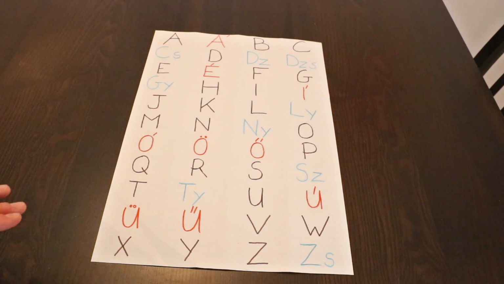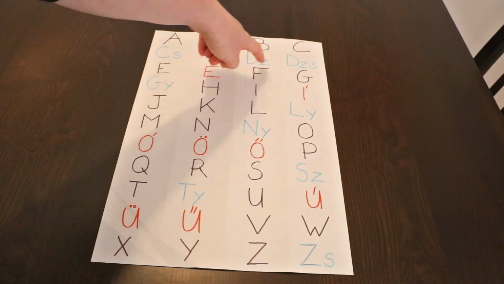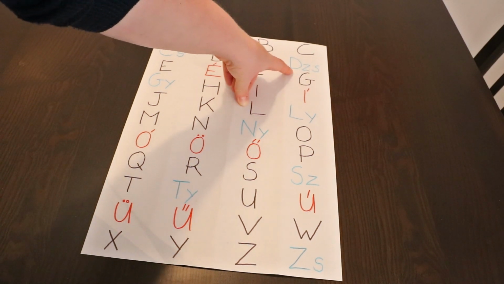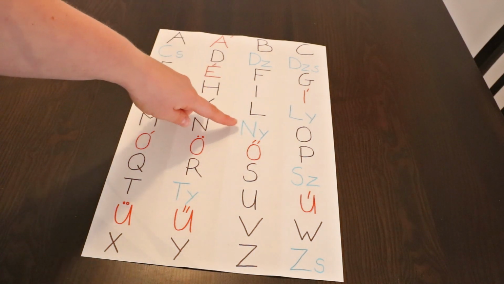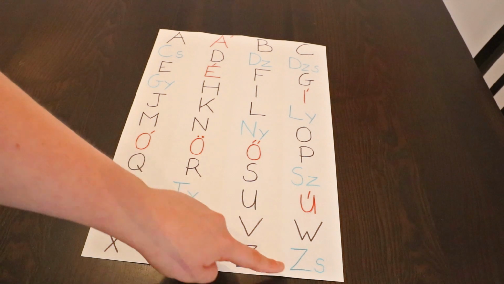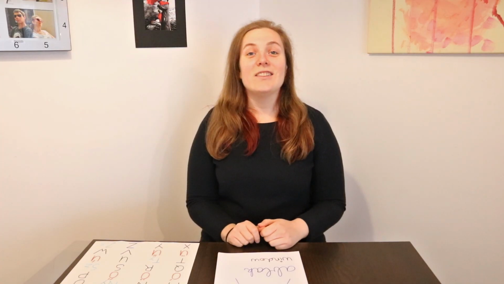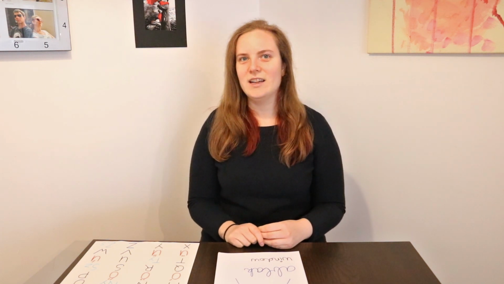But that's not where our story ends. Our story is still going with double consonants, such as Cs, Dz, and the only 3 character long letter, which is Dzs, and Gy, Ly, Ny, Sz, Ty, Zs. So there you go.